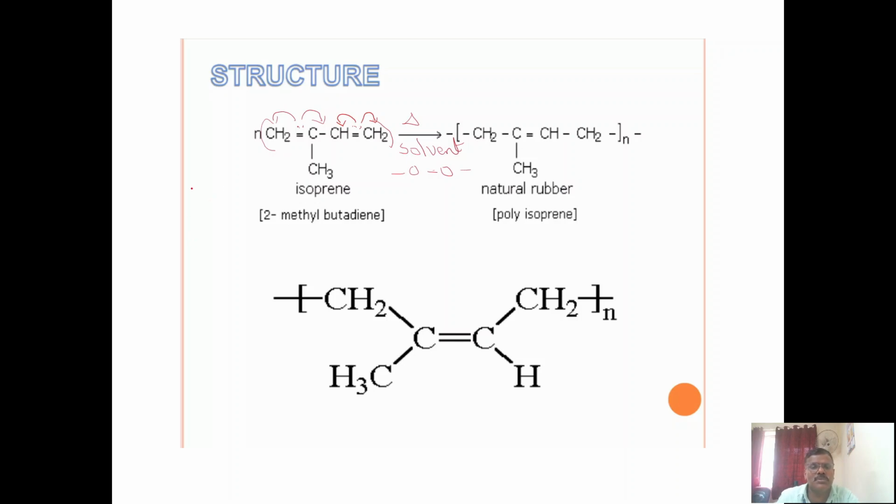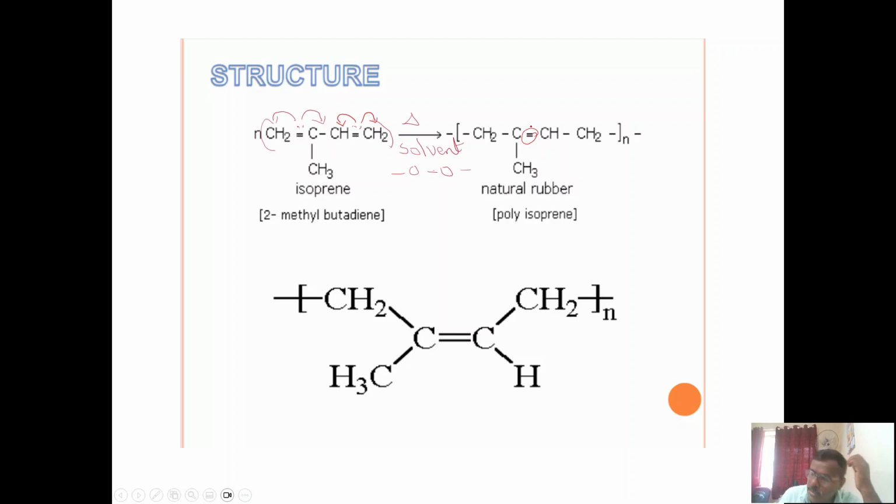Another monomer is coming from these directions. That will react with this radical. It makes a covalent bond. If some other monomer comes from this side, that will make a bond with this carbon radical. It makes some covalent bond. Like that, the chain will be propagated. You can see here, the double bond is migrated.